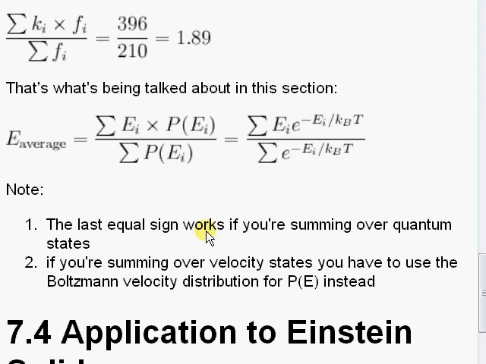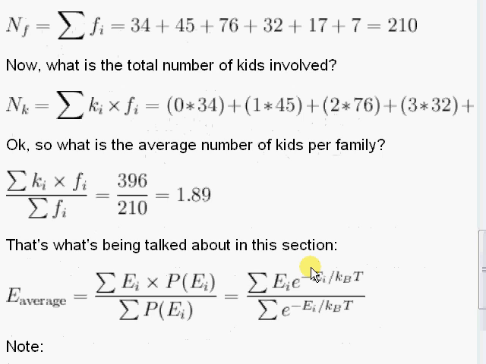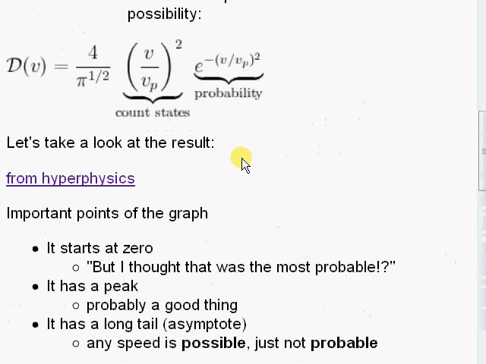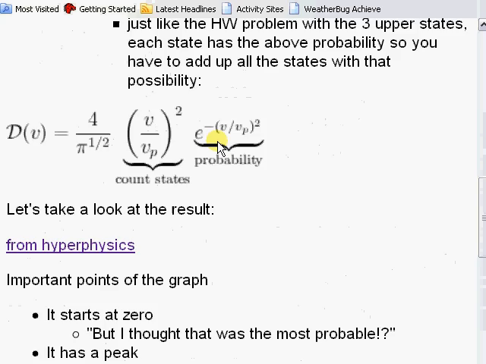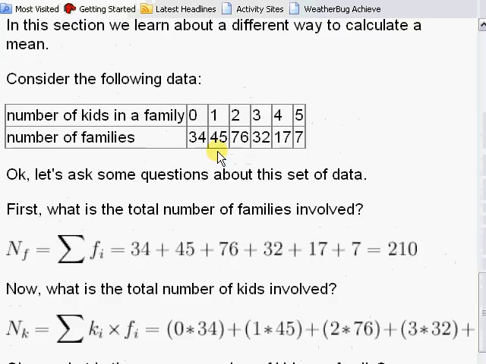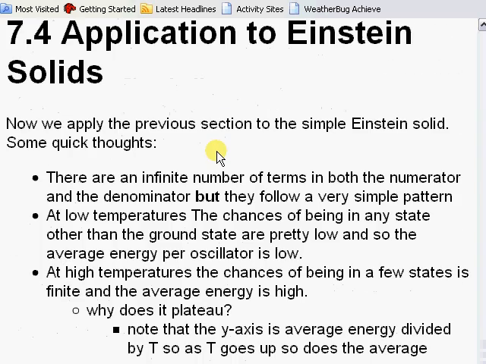But be careful. The last equal sign only works if you're summing over quantum states. Because if you're summing instead over velocity states, you have to use the stuff that we've developed earlier, this here. So you have to be really careful how you're counting everything up. Okay. So let's apply it to the Einstein solids.